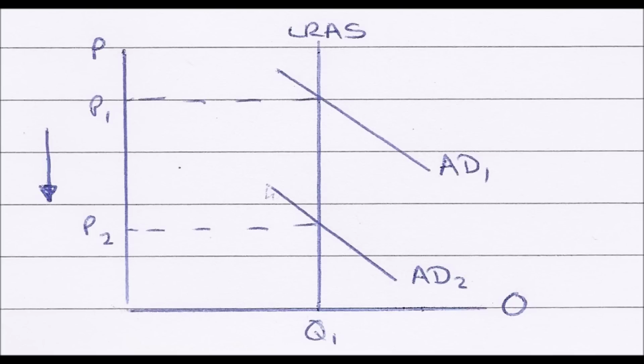Next, we have aggregate demand falling in our classic theory. So here, our curve shifts left from AD1 to AD2. This results in a fall of the price level from P1 to P2. And again, because we are at a fixed level of output in the long run classic theory, our output level does not change from Q1.